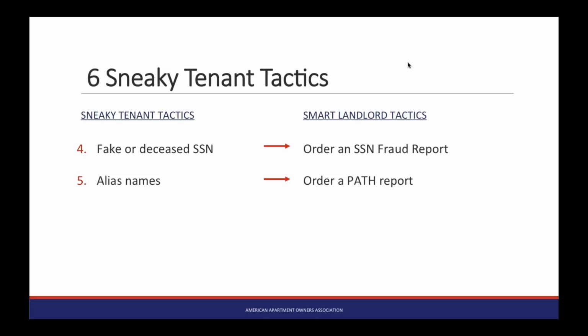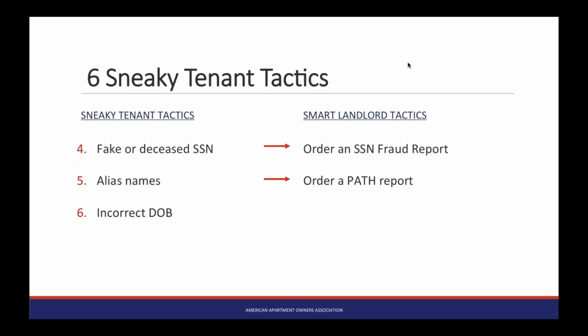So the smart landlord tactic here is to order that previous address history report. Again, I cannot emphasize how important that social is, because we use that to find the addresses and the names associated with that social. So if they've used those alias names in the past, we can search those too. That's important to have in any search that you're going to do.